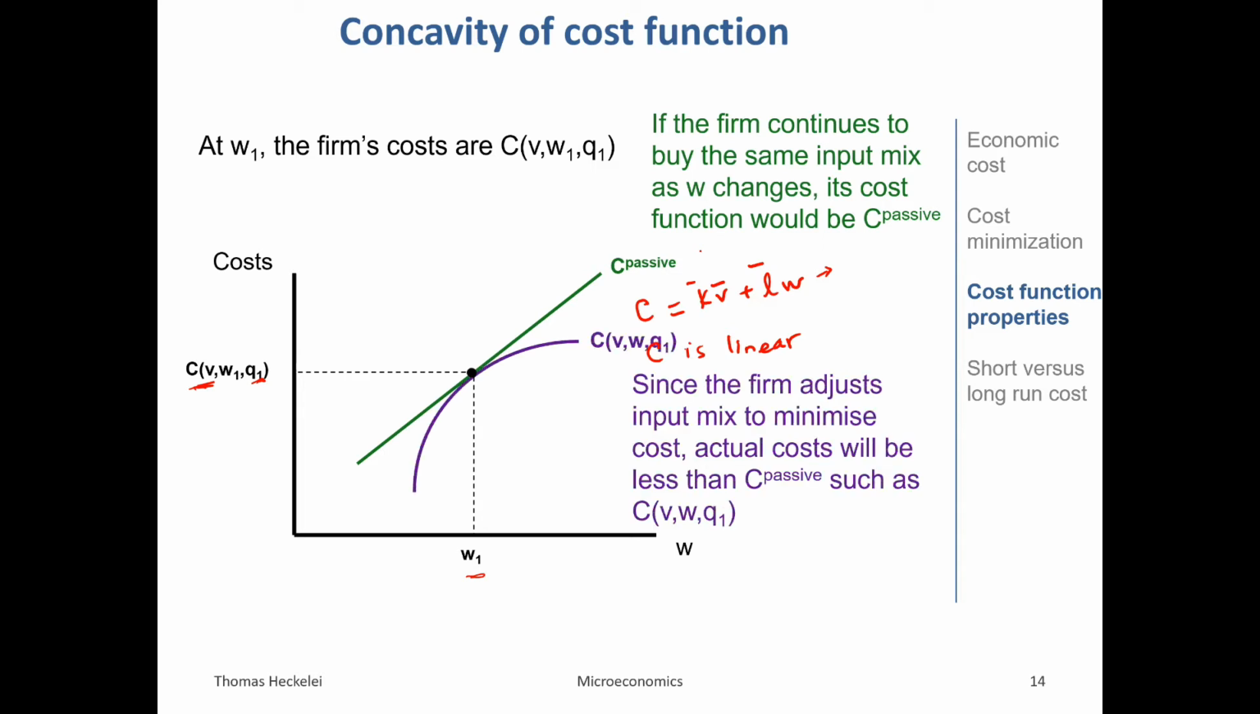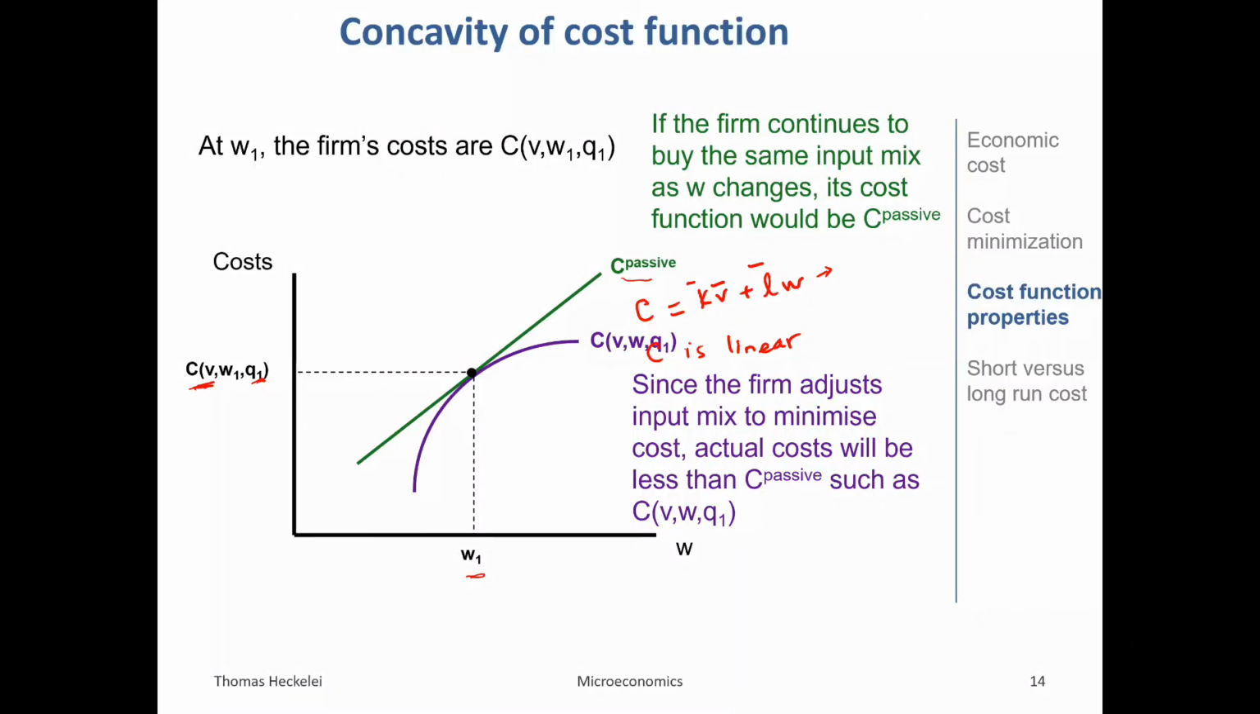And if we can adjust that, the cost should not increase proportionally, but should, in theory, be lower than that. And that is where concavity comes in, because one important feature of a concave function is it always lies below its tangent line, and the tangent line in this case is the C passive.